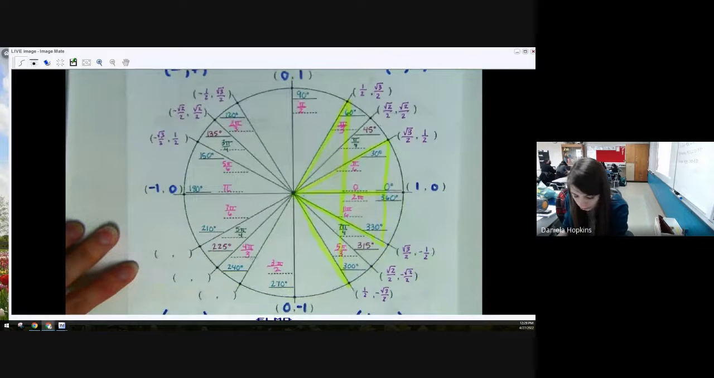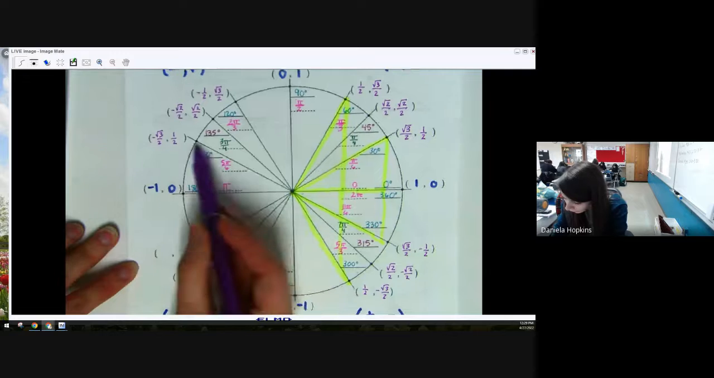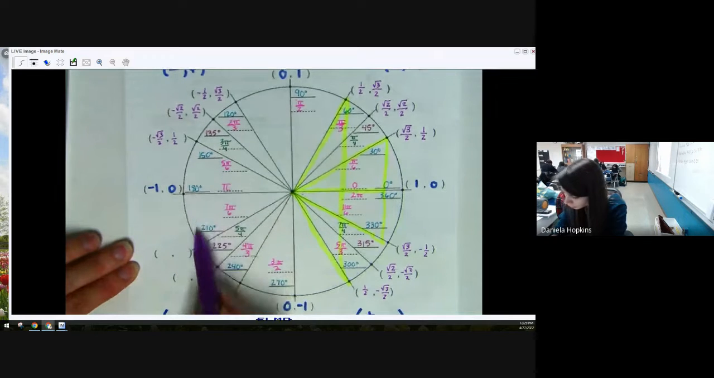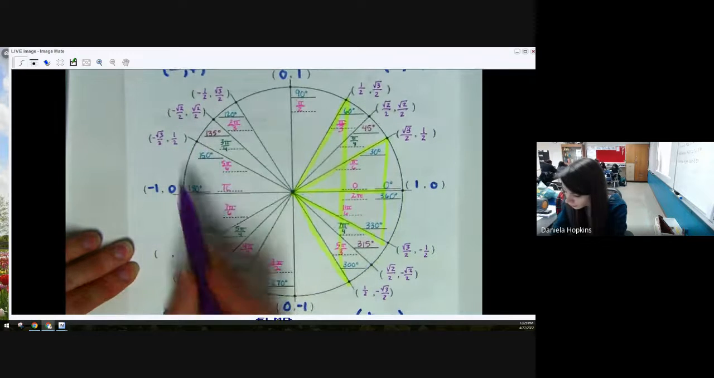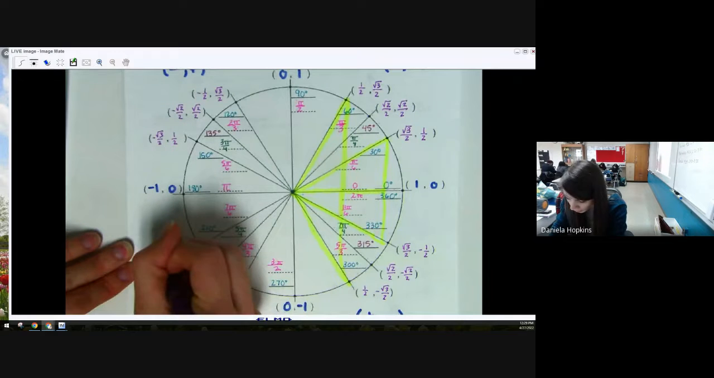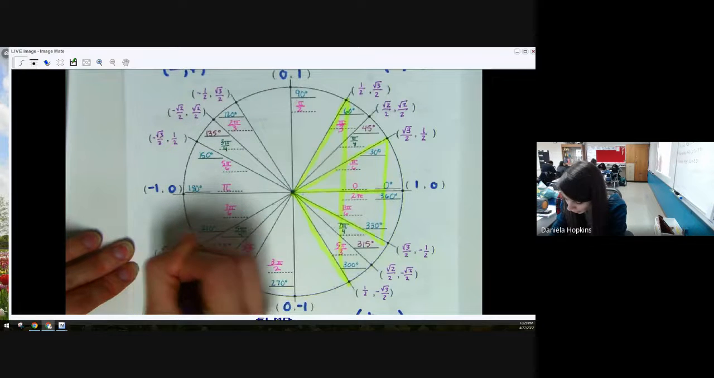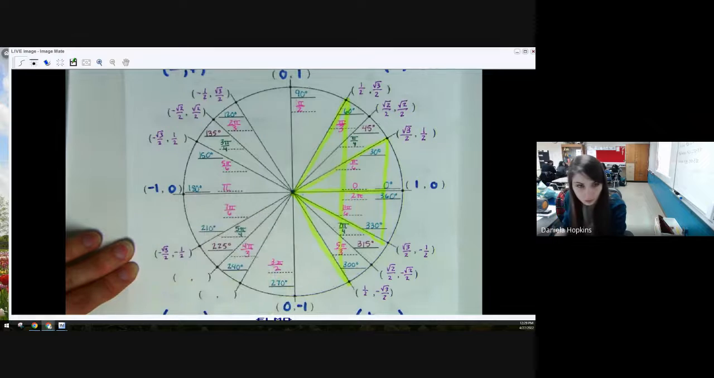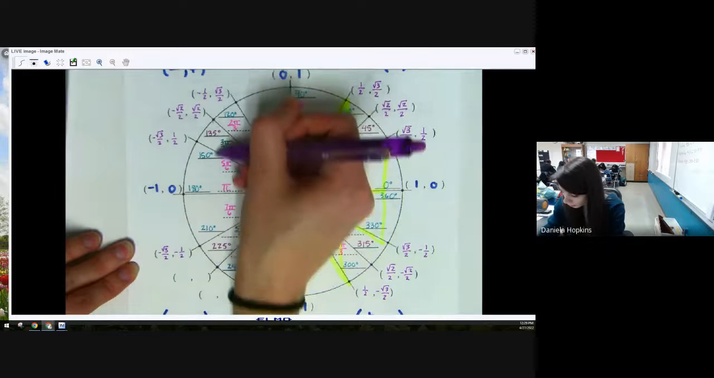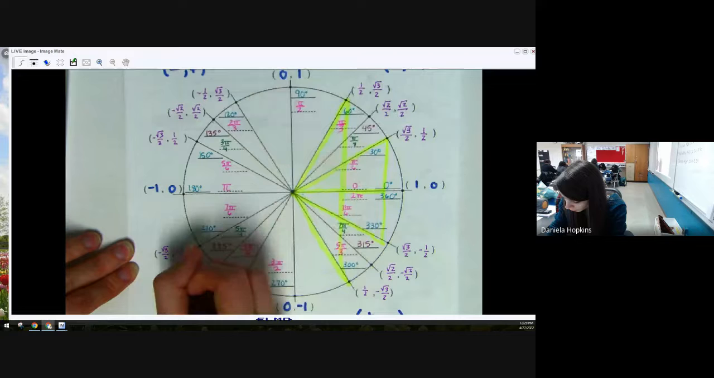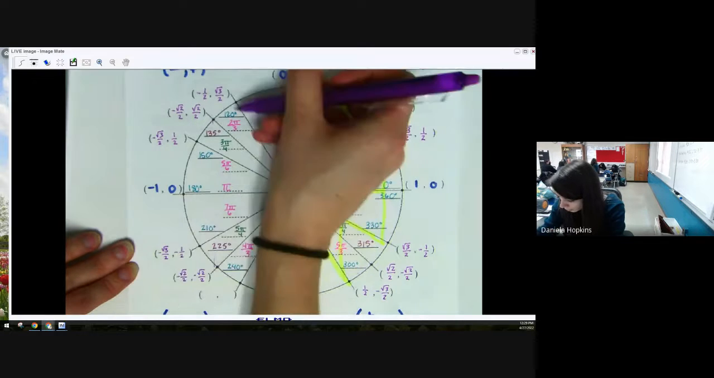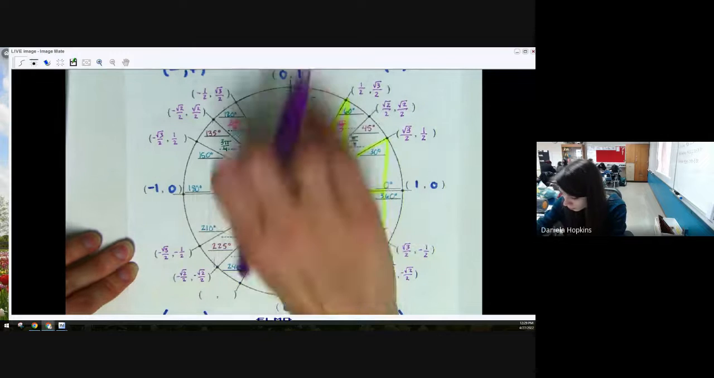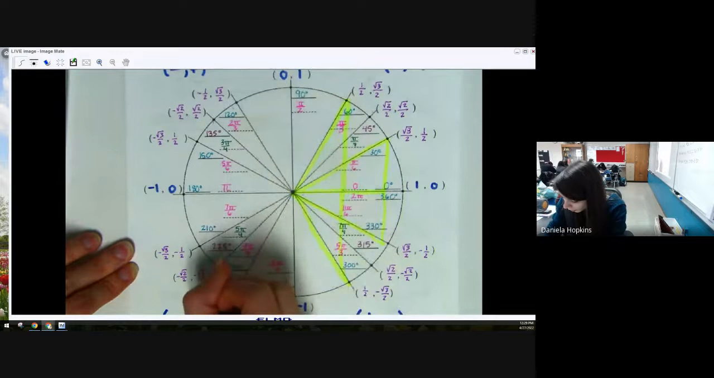For our third quadrant, everybody's negative. And if you think of this as a reflection of this triangle down, the x is going to stay the same, negative square root of 3/2, and the y is just going to become negative. Same thing here, that stays the same, but both parts will be negative. And same thing here, this triangle is the same, just flipped, so now it's going to be negative 1/2 and negative square root of 3/2.